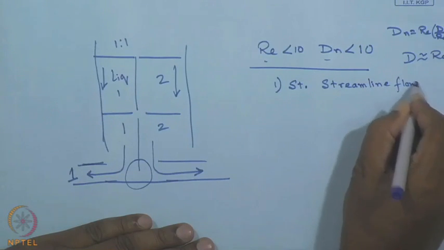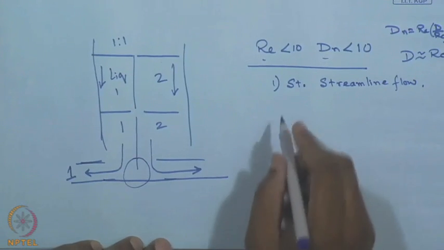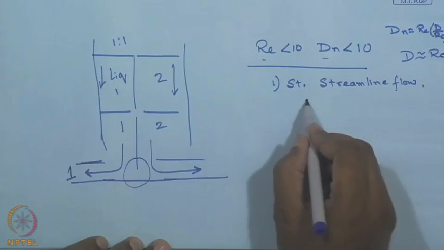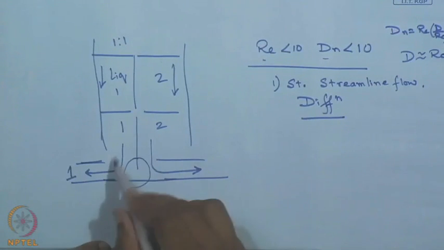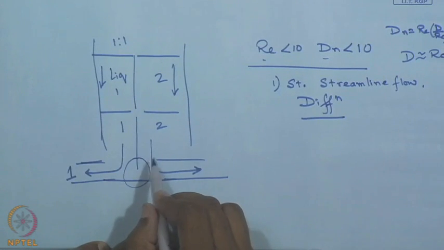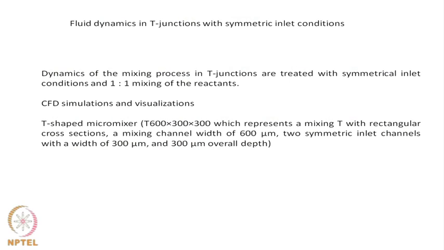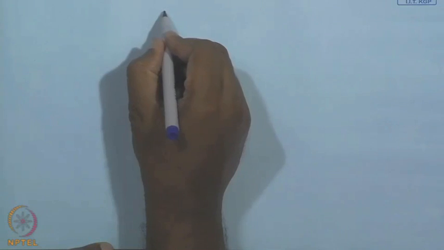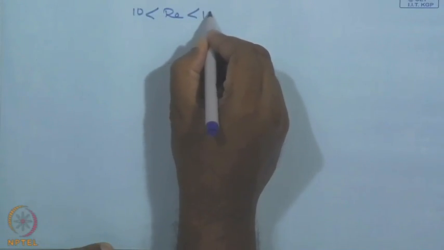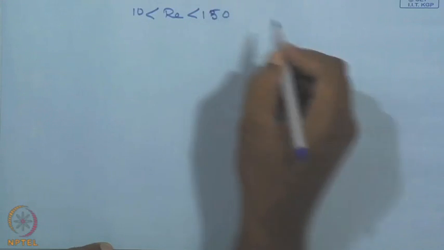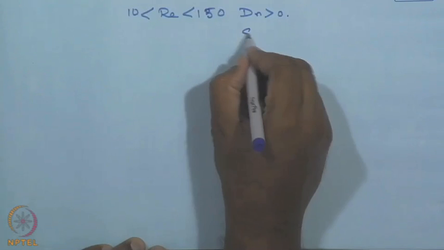even after the mixing. So diffusion dominates mass transfer in this case. This is a diffusion only process, and you get very little physical mixing in between the two. Now when we move to a situation where the Reynolds number is greater than 10 but less than roughly about 150, and the Dean number is greater than 10, then we get symmetric vortex.